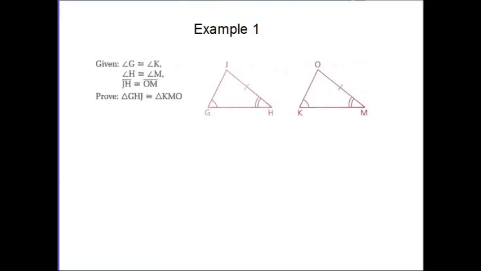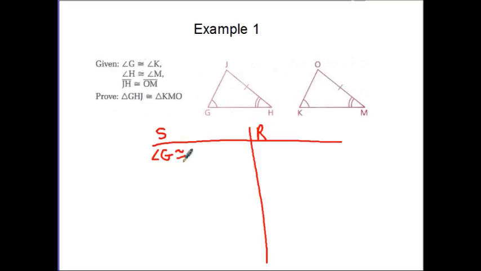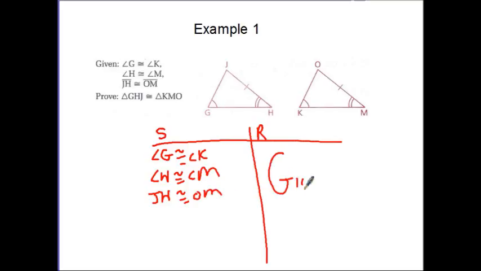Now, I know this excites you beyond belief, but we are going to be getting back into a little bit of proofs here. So here we go. Let's do our statement and reason charts. And let's write in those givens. We know angle G is congruent to angle K. We know angle H is congruent to angle M. And we know JH is congruent to OM. Those are all given to me.